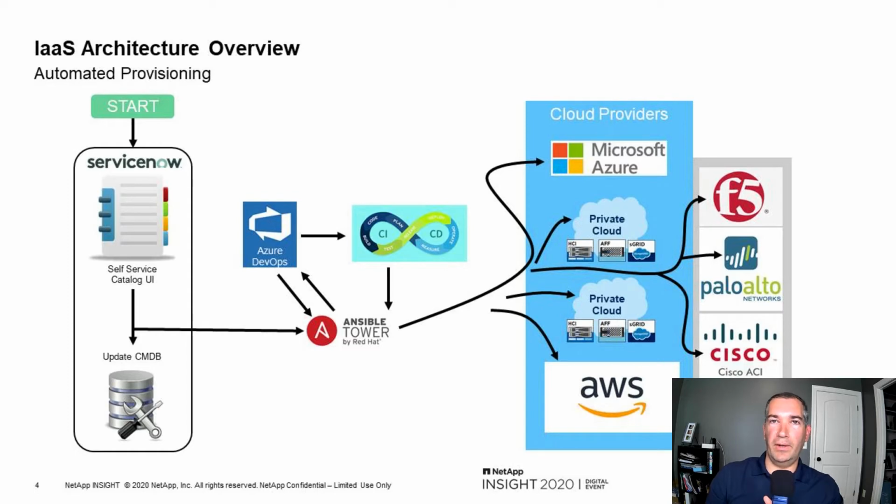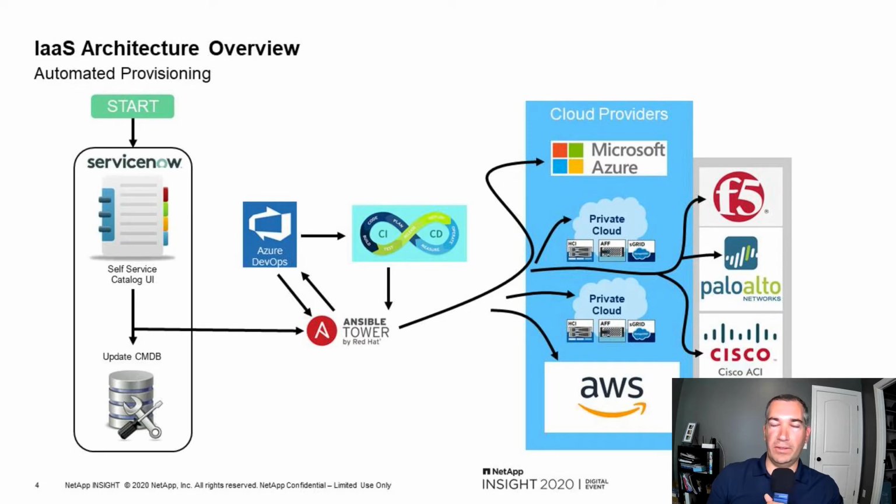On this slide, we have a high-level look at our IaaS architecture. On the left-hand side, you'll see ServiceNow represented. ServiceNow houses the web portal that users will log into to provision things within IaaS. So a virtual machine, a logical load balancer, a storage bucket, etc.